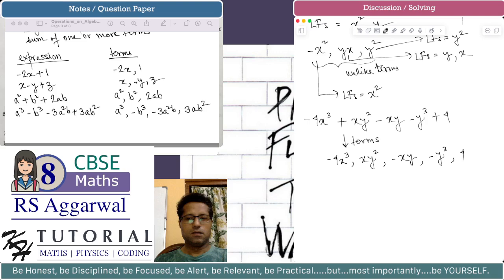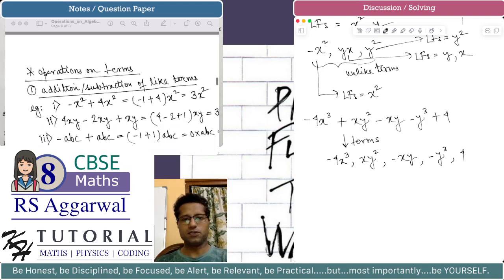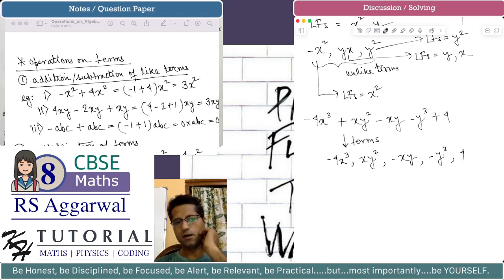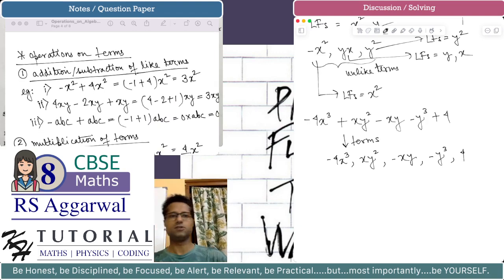Okay. What else? Now operations on terms. How do we perform addition and subtraction between terms, or multiplication and division of terms? These operations on terms are the basics, or the foundation, based on which we do addition and subtraction or multiplication and division of algebraic expressions. So to understand how addition and subtraction of two algebraic expressions works, we need to be very clear about how addition, subtraction, multiplication and division of two terms work.